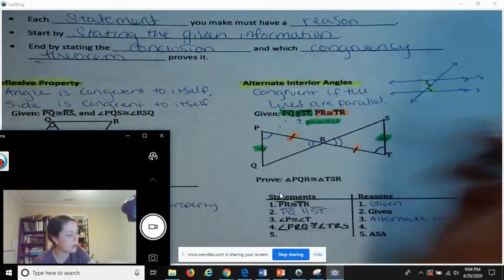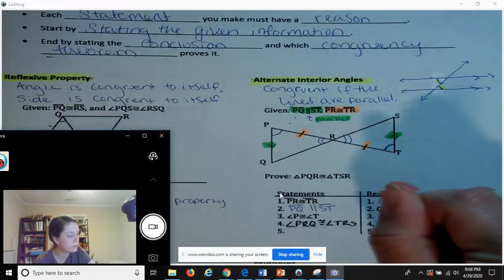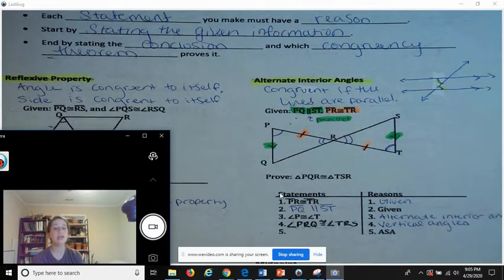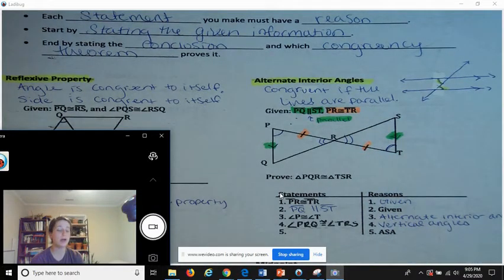Right here, so they are vertical angles. Okay, and we talked about in our review stuff that we've been doing that vertical angles are always congruent. Now, our goal was to show that the two triangles are congruent. So we have PRQ and TRS as our two triangles.